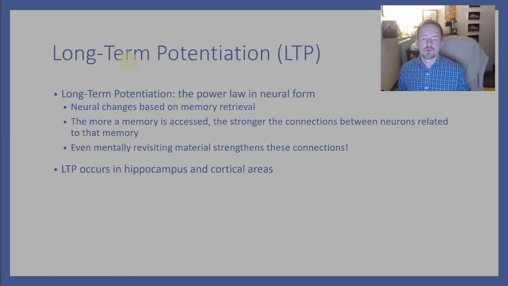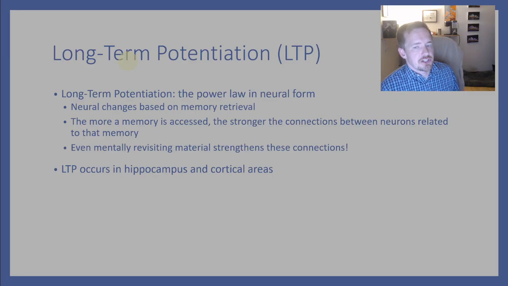This leads us to LTP, which is long-term potentiation. Long-term potentiation is a neural explanation for long-term memory, which is essentially that the more you use this neuron and the neurons associated with it, the easier it is to access and the more enduring it is going to be.